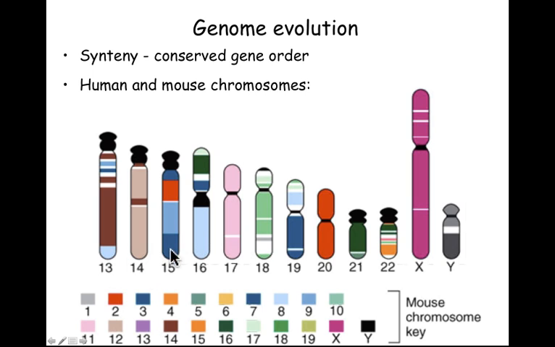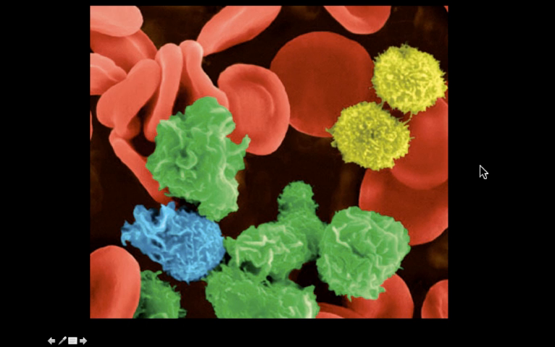So for instance, say this chromosome here, chromosome 15 from humans, sequences from, say, chromosome 3, 9, and 2, in these three different colors, are represented on this chromosome. And it turns out that if you have about 170 rearrangements, you can take the mouse chromosomes and make a pretty good facsimile of the human chromosomes.